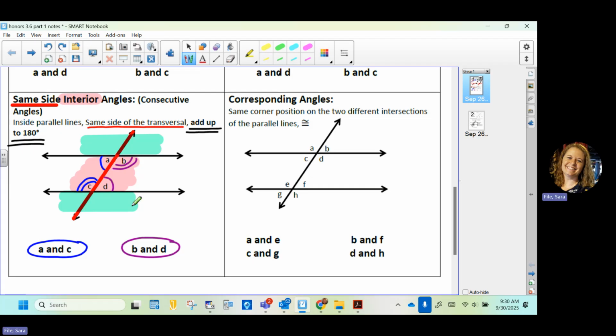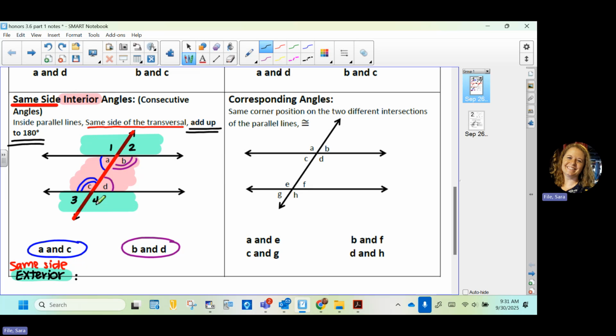So I've highlighted exterior. So I'm just going to put this down here, I guess. Okay, so you can have same side exterior as well. That is also a relationship that you should know. So same side exterior, I'll number these. Since we used A, B, C, D, I'll put 1, 2, 3, 4 on here.